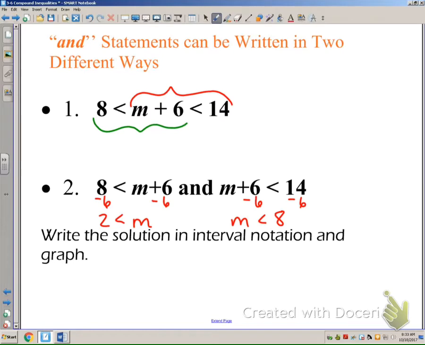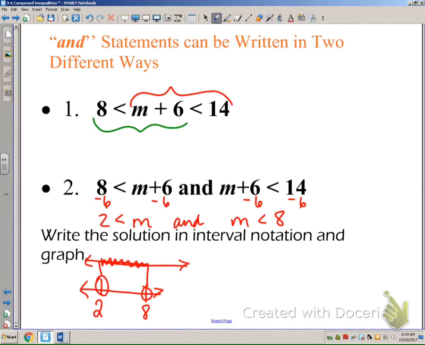Okay, so we have that 2 is less than m, and m is less than 8. So we're going to put it in interval notation and graph it. I like to graph it first. We want the m's that are greater than 2. So start at 2, open circle, it's not including 2. We want the m's that are less than 8, open circle, not including. We know it's everything in between. It's everything in that overlap there.